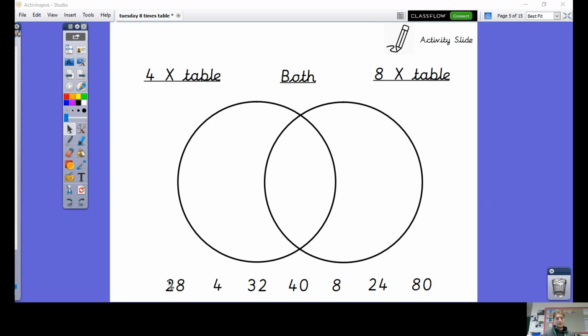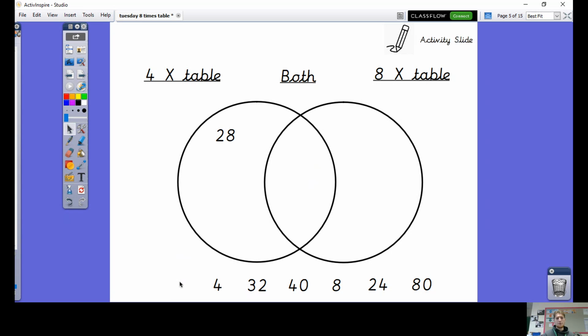Okay, right, let's go through the answers quickly then. So 28. If I count my 4s quickly, I'll see if 28's in there. So I've got 4, 8, 12, 16, 20, 24, 28. Okay, so I know 28's in the 4 times table. Let me just quickly check if 28's in the 8 times table. 8, 16, 24, 32. Oh no, 28 isn't in the 8 times table, so I know that is a number for the 4 times table.